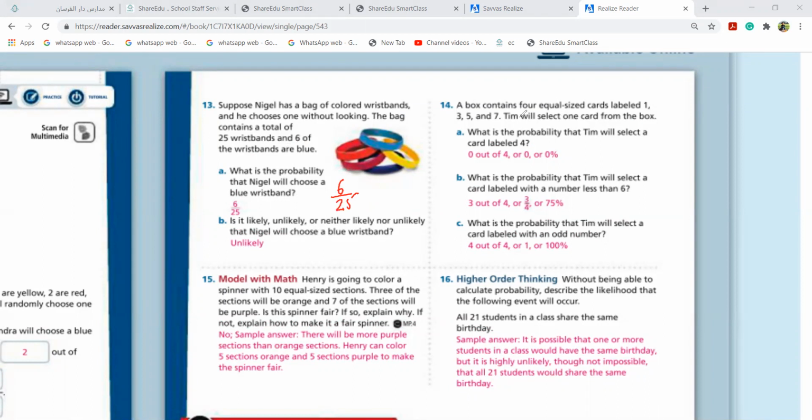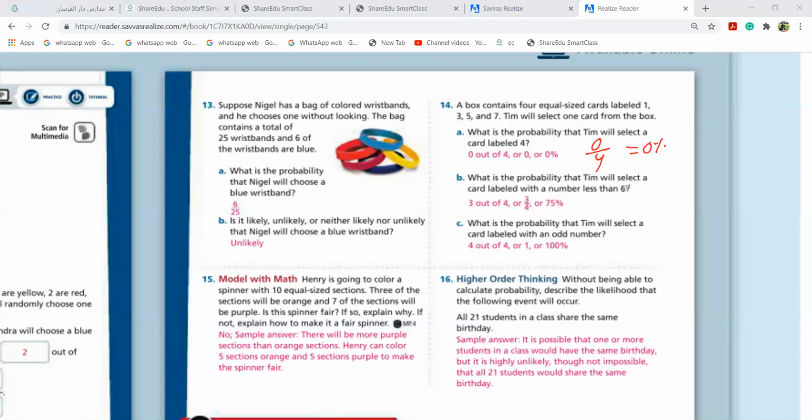Now, a box contains 4 equal size cards labeled 1, 3, 5, and 7. What is the probability of selecting a card labeled 4? It is 4 over 1, 3, 5, 7. Girls, can they select 4 from 1, 3, 5, 7? There is no 4 here. So the probability is 0. 0 out of 4. Am I right? Can you collect a card labeled 4 from 1, 3, 5, 7? No, I cannot. So that's why it's 0%.